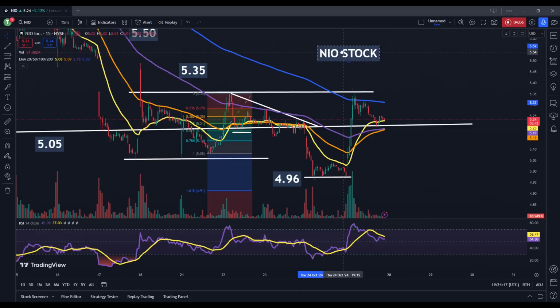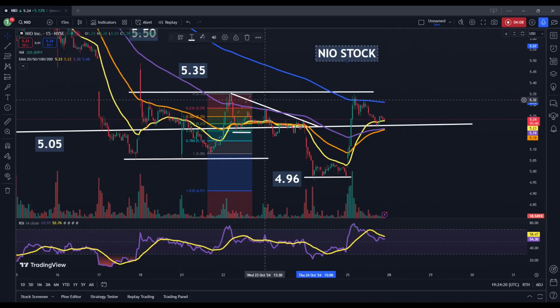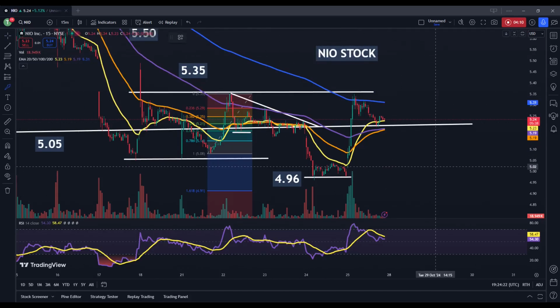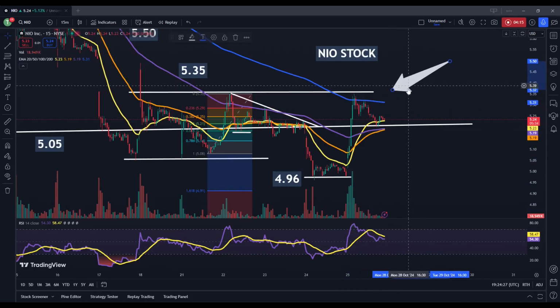I do think that it's significant that share prices did fail in this area, 5.35. There was a fair amount of buying activity here, but it was not enough to overcome this major short-term resistance level.